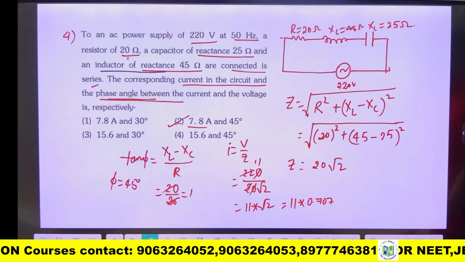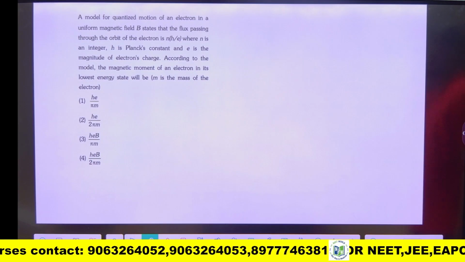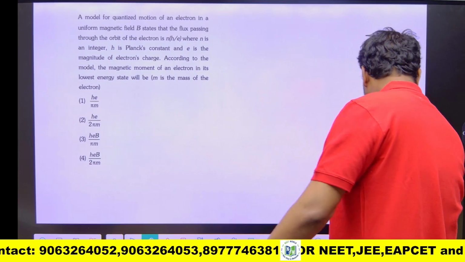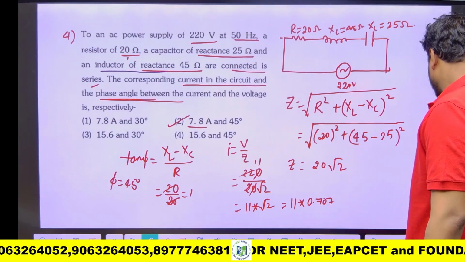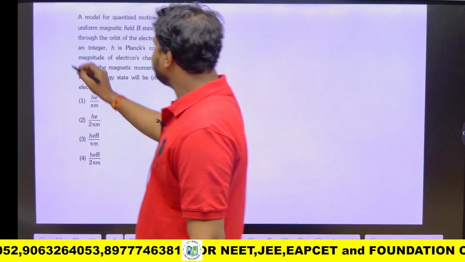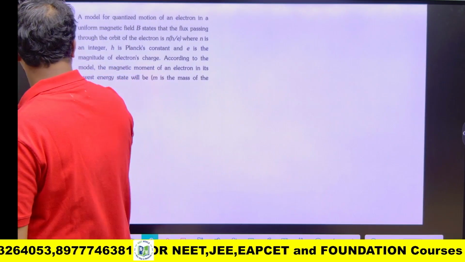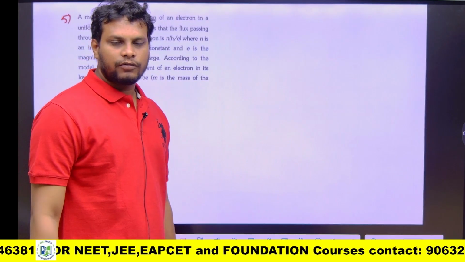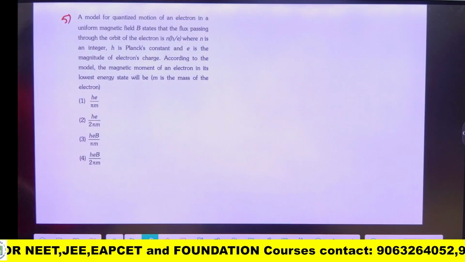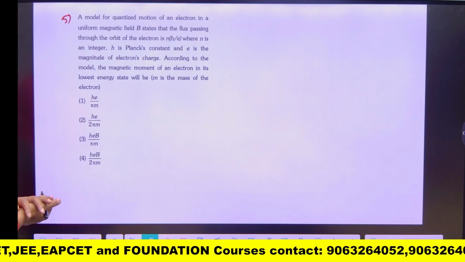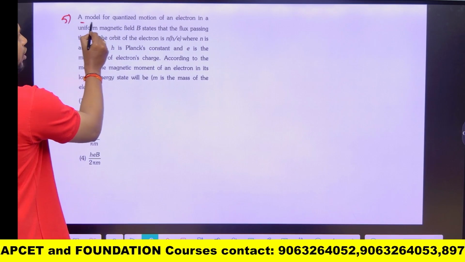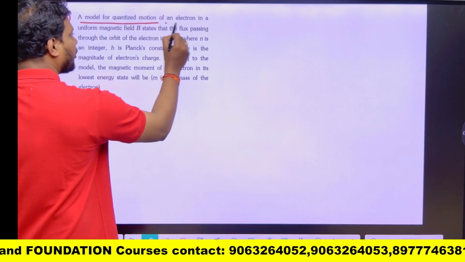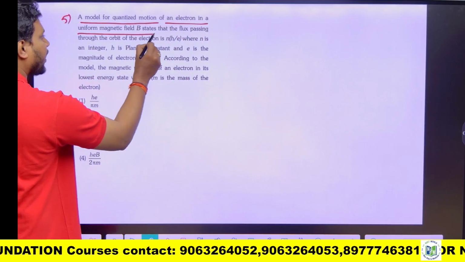Then coming to the next question, question number 5. This was a question based on atoms, or modern physics. Based on modern physics, we have this problem. This question is a model of quantized motion of an electron in a uniform magnetic field.